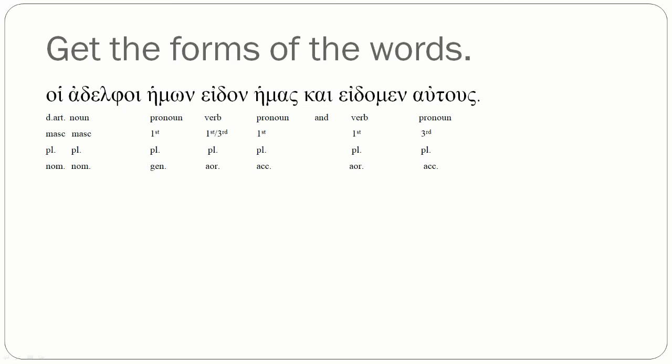Hemon is a pronoun that we just learned in this chapter. Page 65, hemon is a pronoun. It's a first-person pronoun, and the ending there makes it really easy, right? Genitive plural.